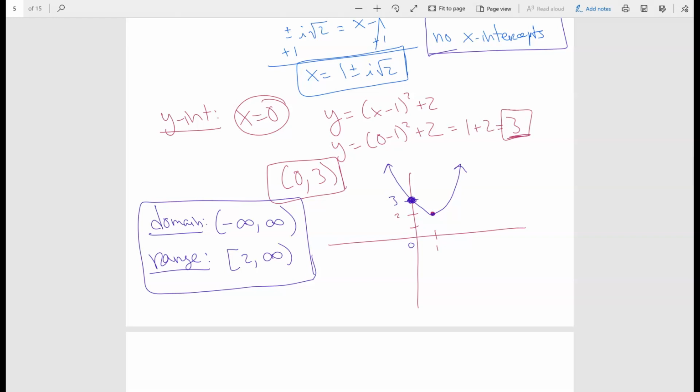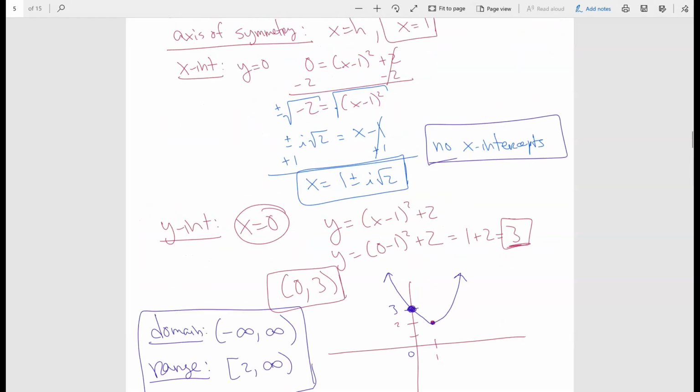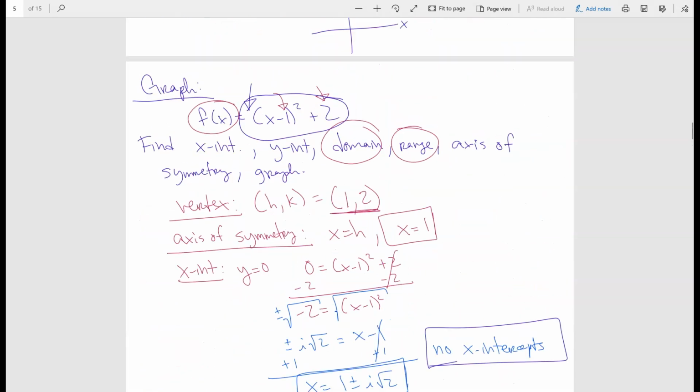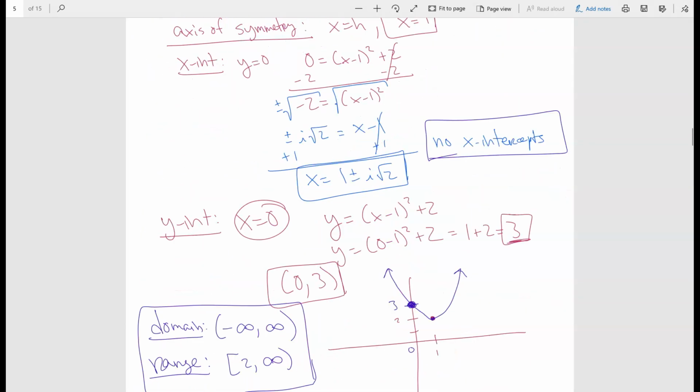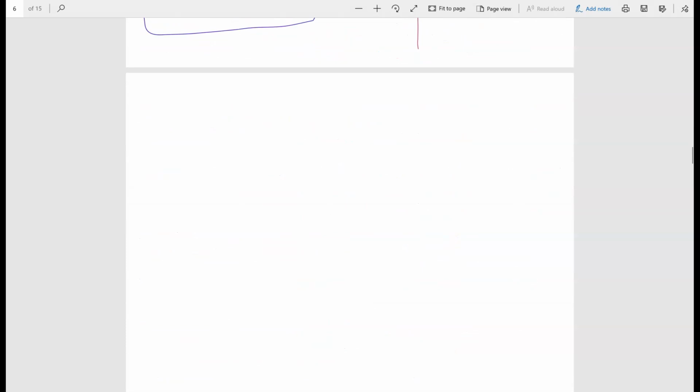Okay, so doing problems that are in vertex form is super easy. They're not that difficult. What's difficult is when you have something that's not in vertex form, ax squared plus bx plus c. How do you graph these guys? So what we're going to do in the next video is talk about how we convert these to vertex form.